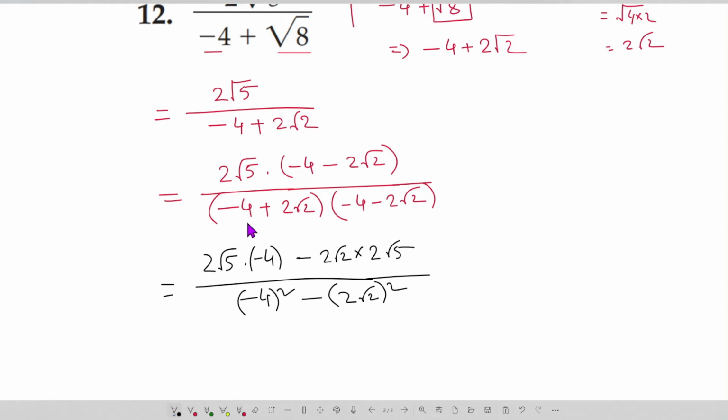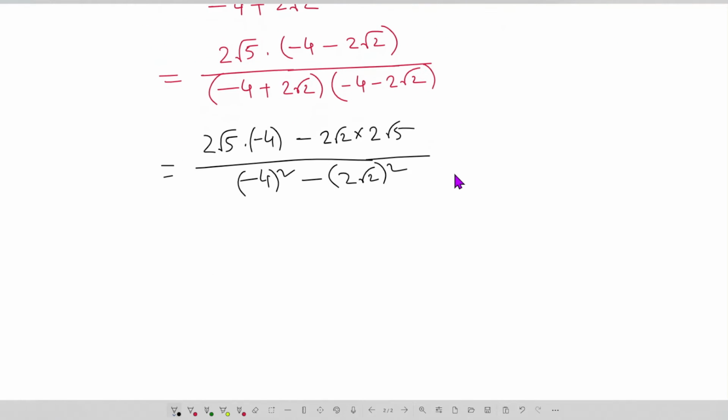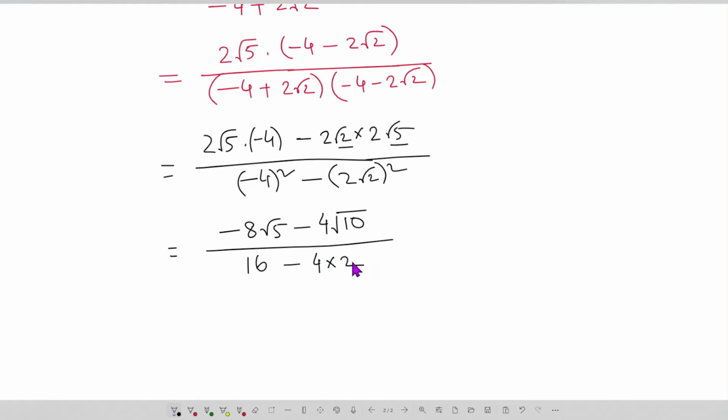It's a plus b times a minus b. Now look, this one becomes minus 8 root 5, and then here minus 2 and 2, once we make the multiplication it will be 4 root 2 times root 5, which will be root 10. Minus 4 square means 16, minus 2 root 2 square means 4 times 2, which means 8 again.